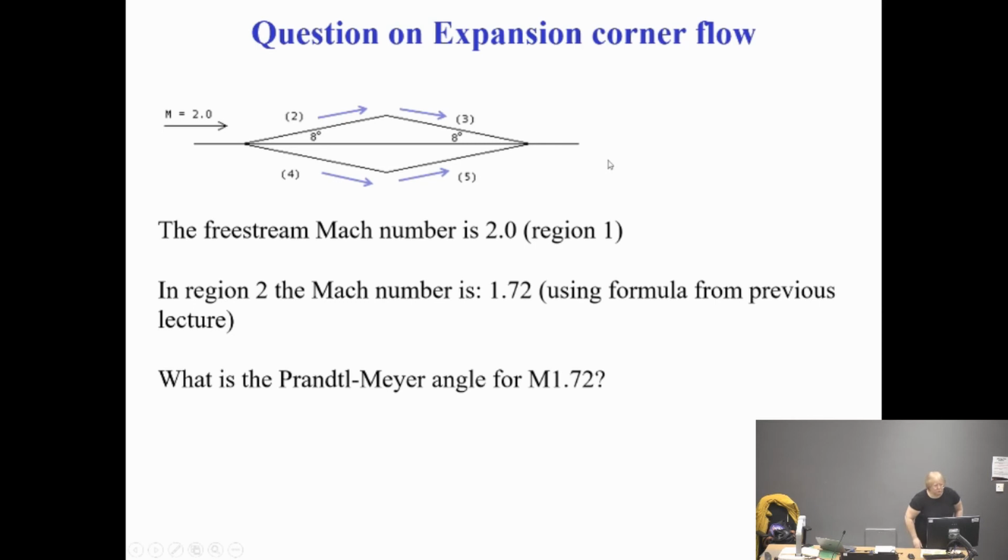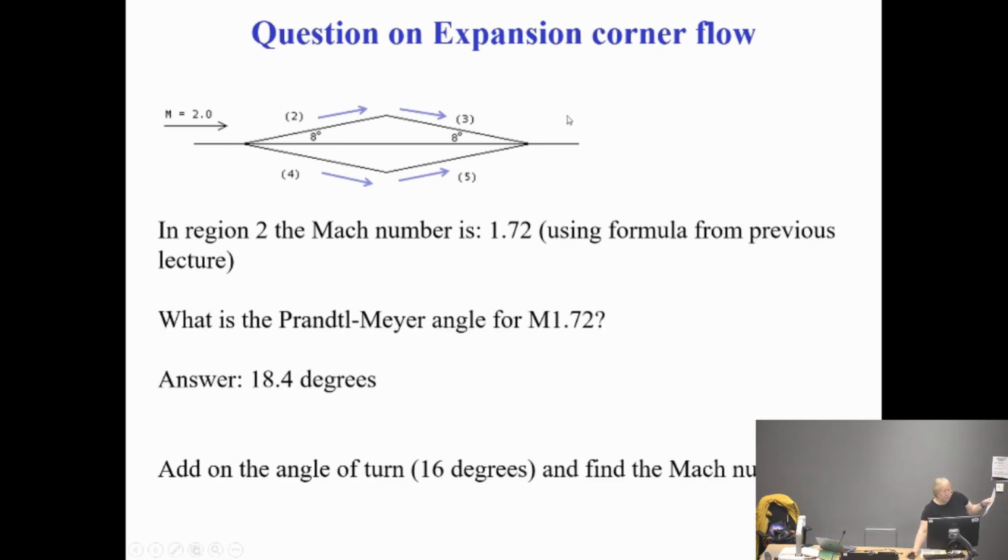Right. So, question, free stream Mach number is 2. Region 2, the Mach number, you can work it out for yourself, but I've given it to you, it's 1.72. What's the Prandtl-Meyer angle for Mach 1.72? Okay. Are you okay on this? All hovering around the value. 18.4. You all okay on that one? So on the table, 1.72 Mach number gives us 18.4.